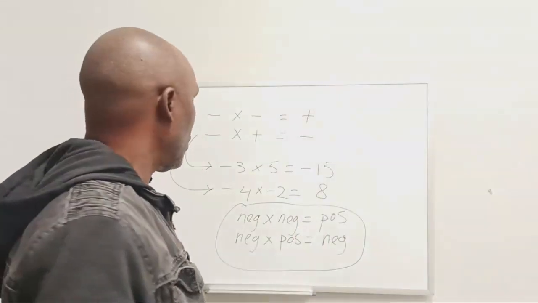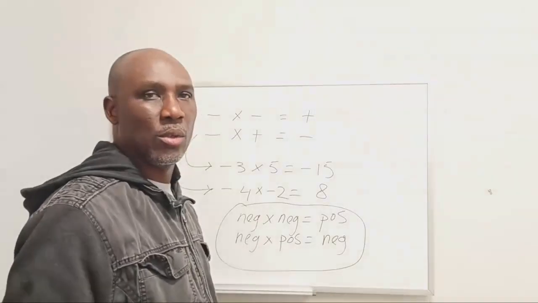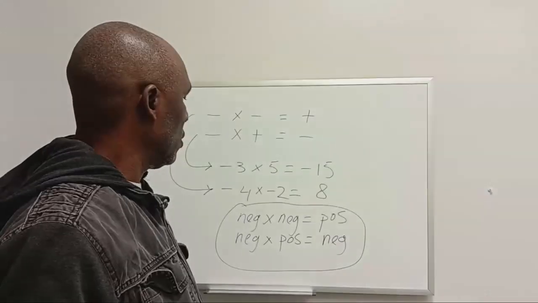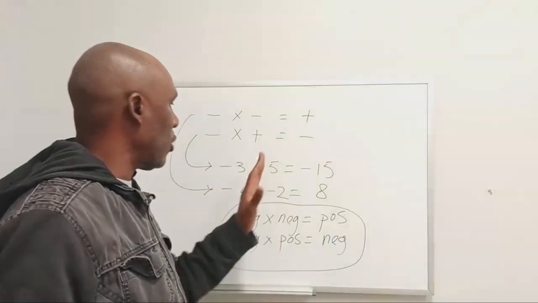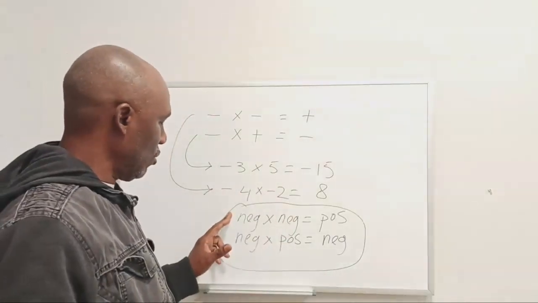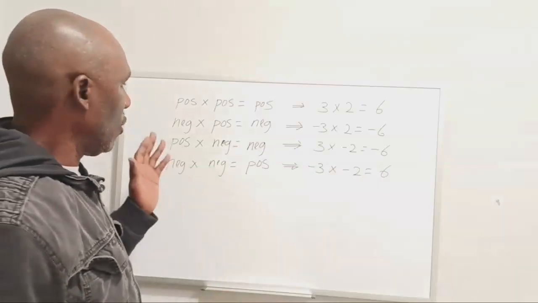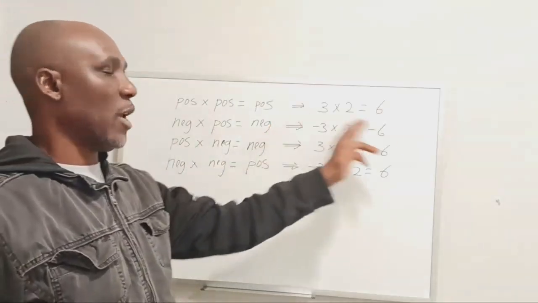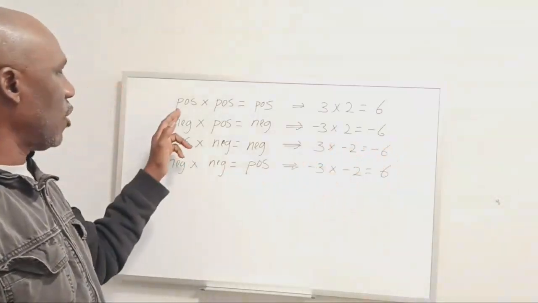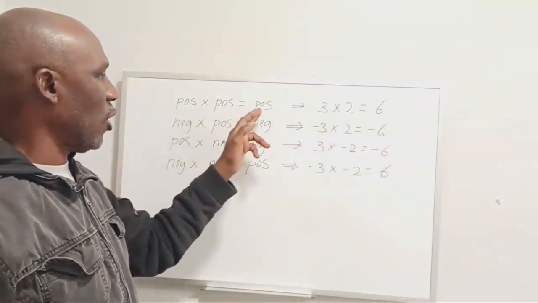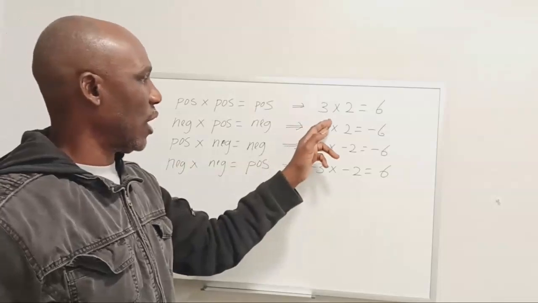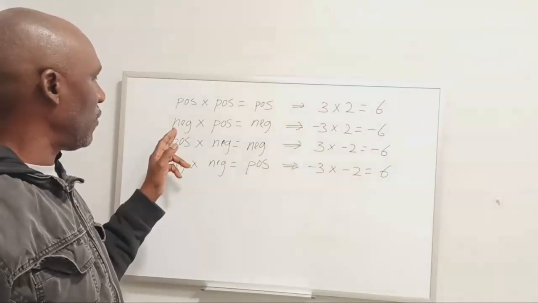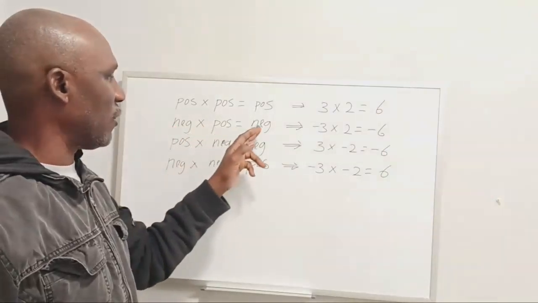So you can just pause the video and write it down. That's up to you. But this is all you have to understand about this thing. If you know these two, so you see, these are the rules you have to follow, and these are the examples. You see, positive times positive is positive, just like 3 times 2 equals 6. Here you see negative times positive is negative.